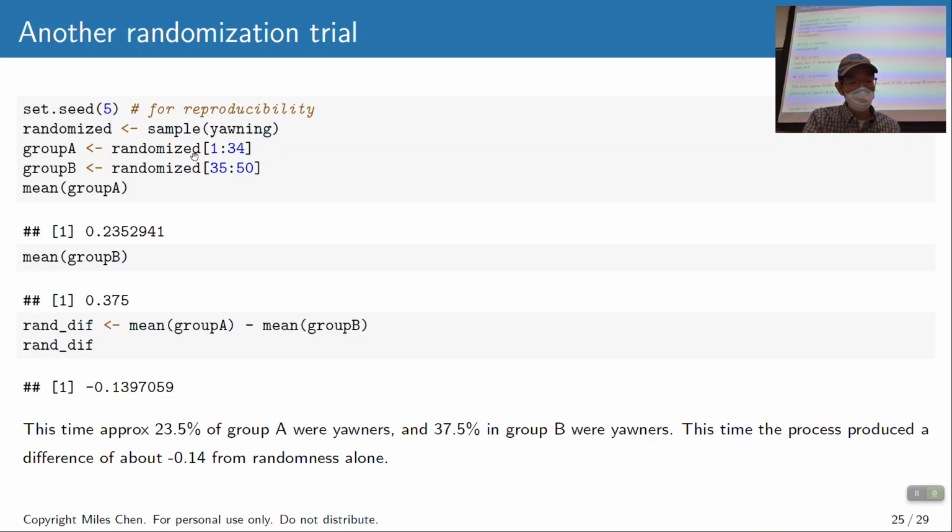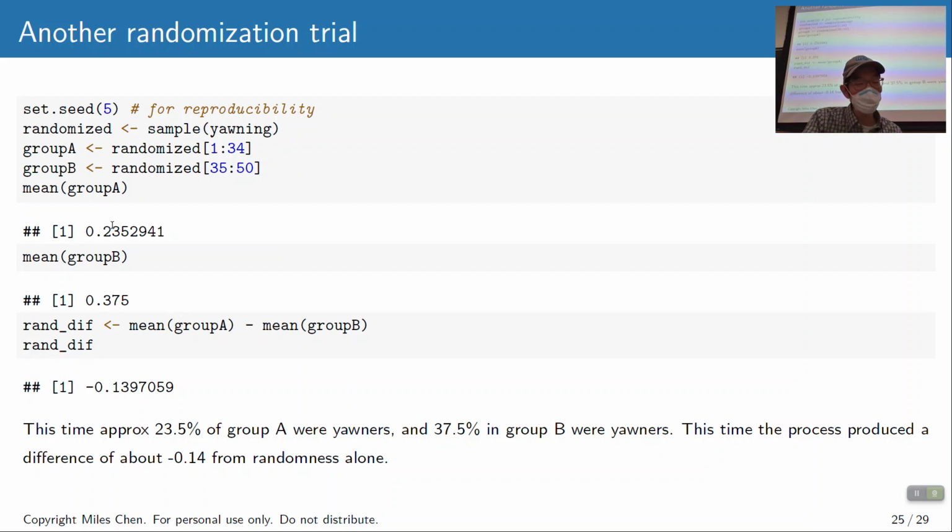I put people into group A, people into group B, and I say, okay, what's the proportion in group A that yawned? I get 0.235. What's the proportion in group B that yawned? 0.375. So if I have 16 people in group B, this is going to be 6 out of 16, which means I had 8 out of 34 in the other group. Okay, so this is what we get when we calculate the difference between these two proportions.